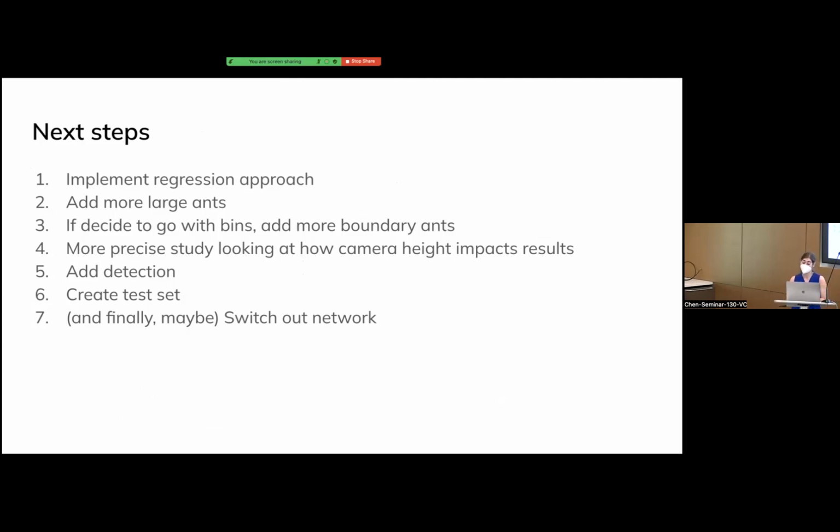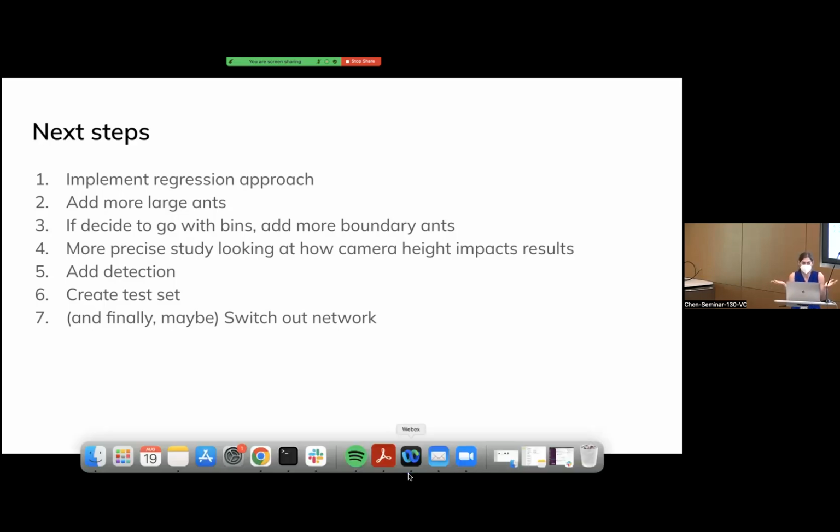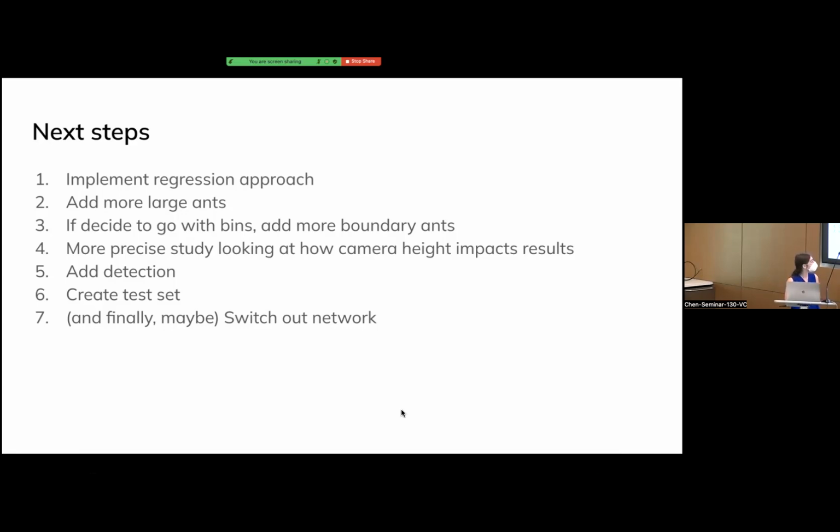And then eventually detection, because there's a lot I want to do there, but that will be further down the road, maybe adding in leaf detection so we can actually look at what they're foraging on. And then I'll create a test set. And then maybe, since I've learned that the network doesn't really matter, I'll try switching out the network, but maybe not. And that's really it.